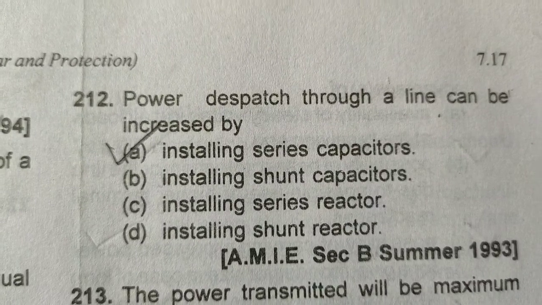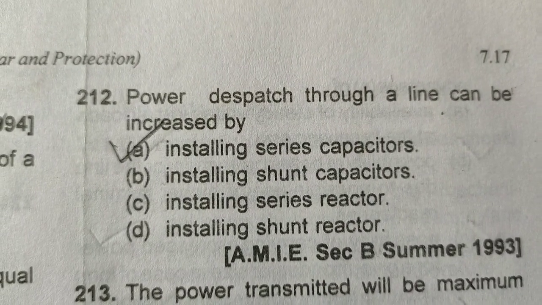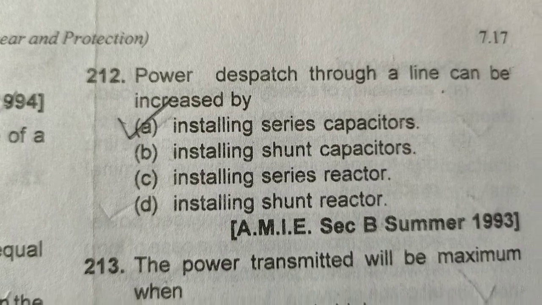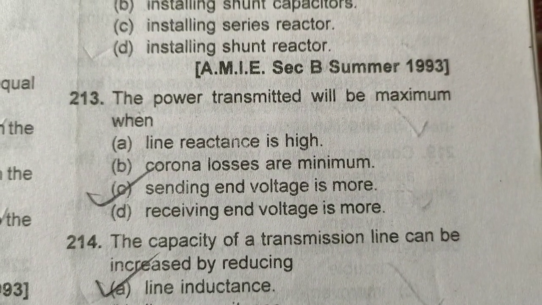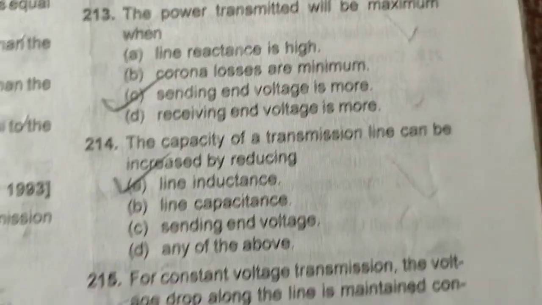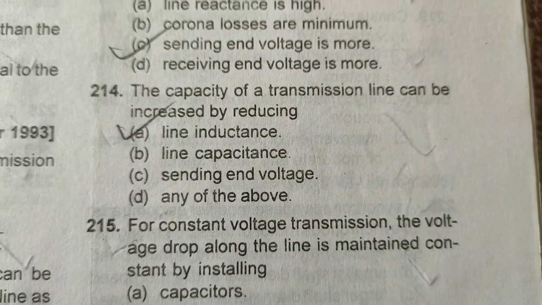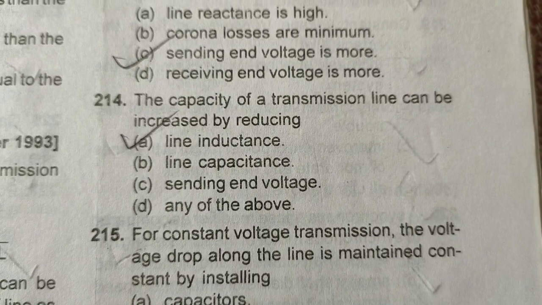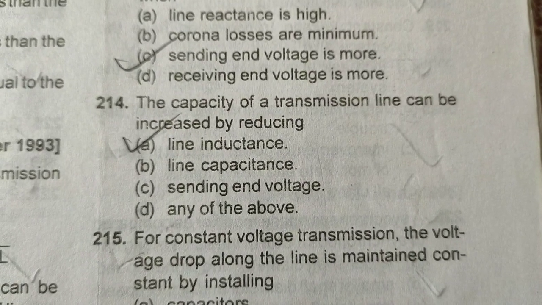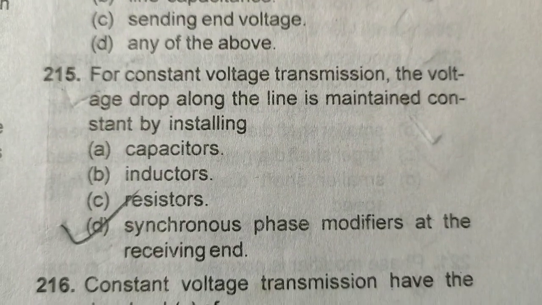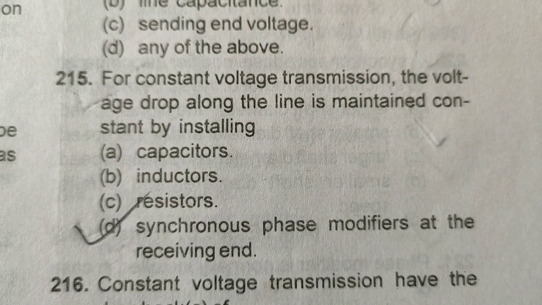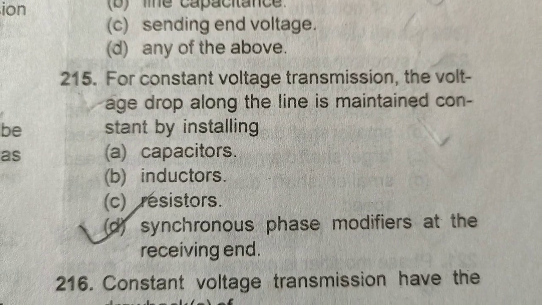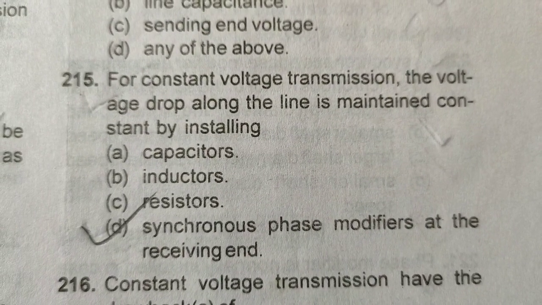Power dispatch through a line can be increased by installing a series capacitor. The power transmitted will be maximum when sending end voltage is more. The capacity of a transmission line can be increased by reducing the line inductance. For constant voltage transmission, the voltage drop along the line is maintained constant by installing a synchronous phase modifier at the receiving end.